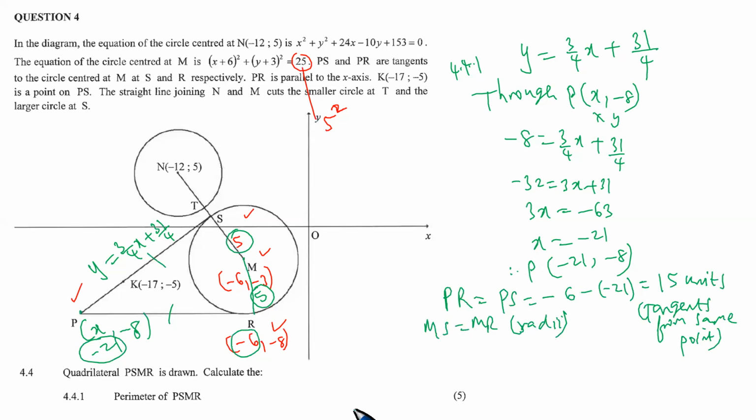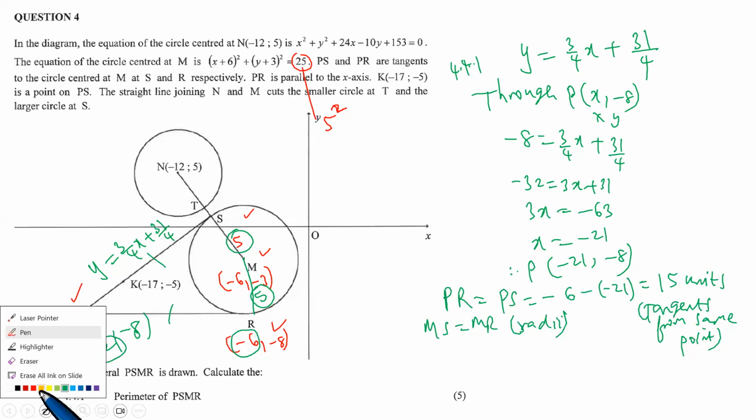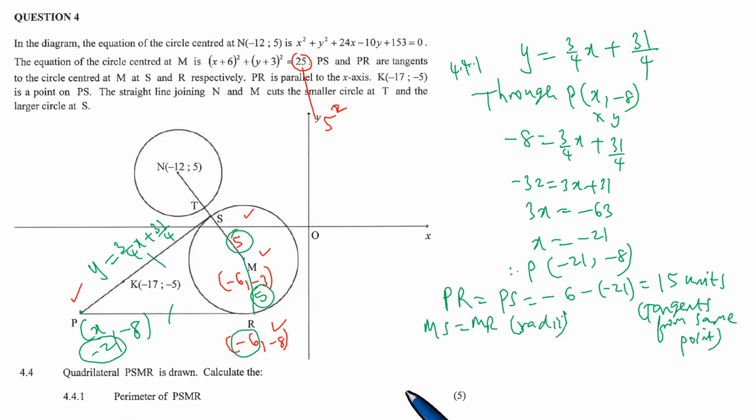What is the perimeter? We can find the perimeter. Right, so we're interested in the perimeter, and the perimeter at this point is the perimeter of PSMR.